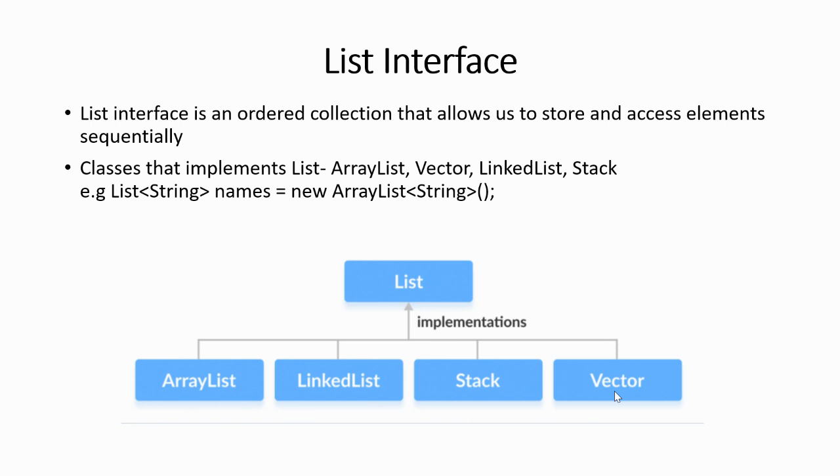So a LinkedList is basically a data structure which has nodes, right? Each node has an element and a pointer to the next element. Each data structure, like ArrayList and LinkedList, has pros and cons, which you will see in a later chapter. And then we have a Stack.